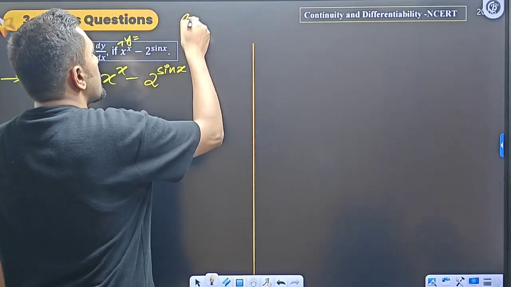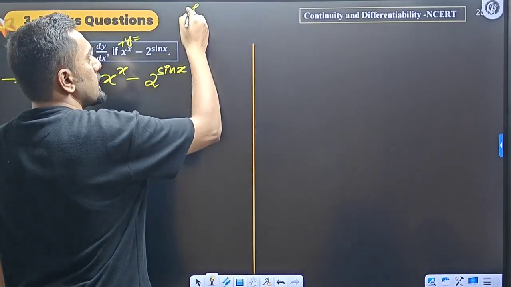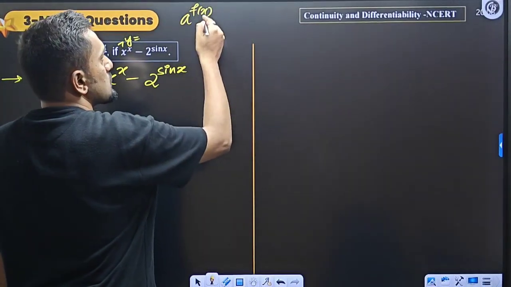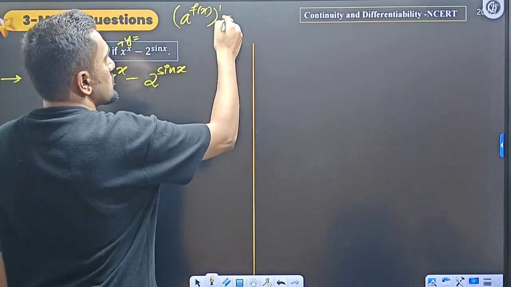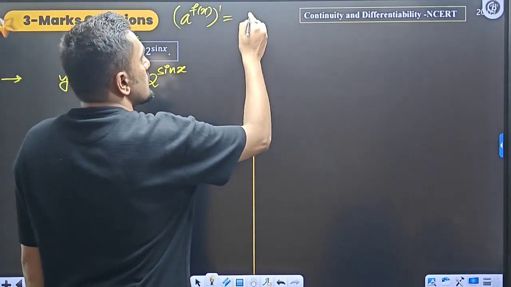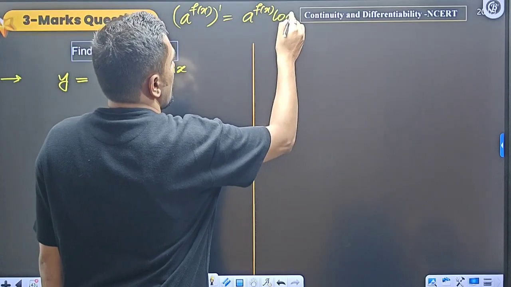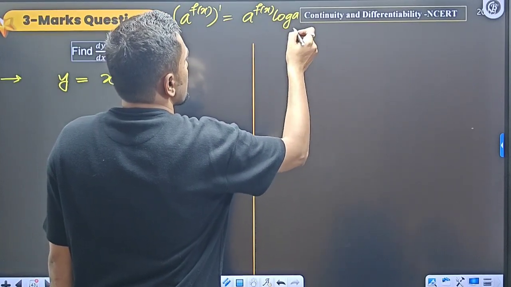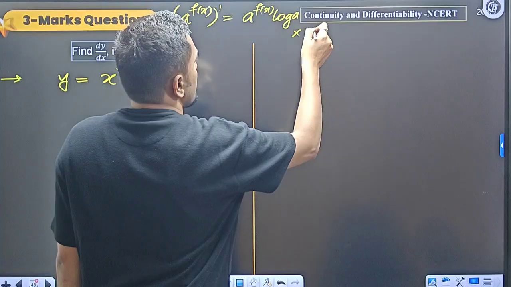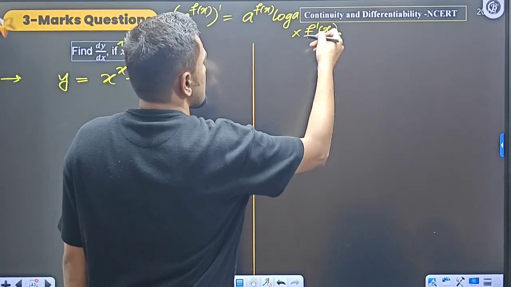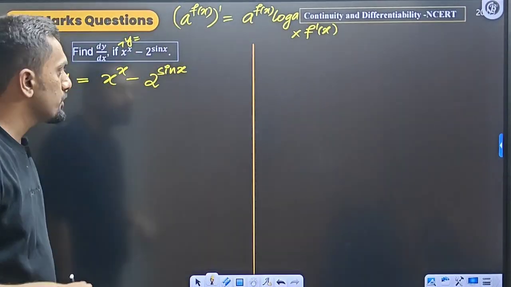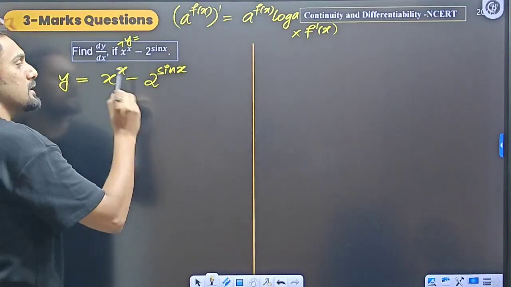So we know the derivative of a raised to x, right? In the same manner, what is the derivative of a raised to f of x? A raised to f of x derivative is a raised to f of x into log a multiplied by derivative of f of x, and that is nothing but f dash of x. We can differentiate this easily.